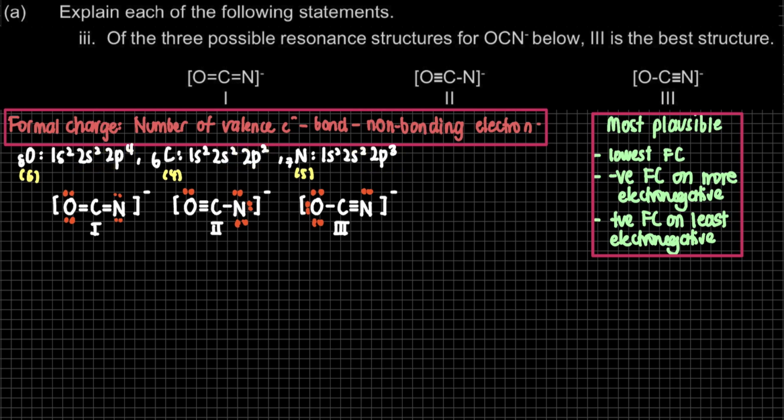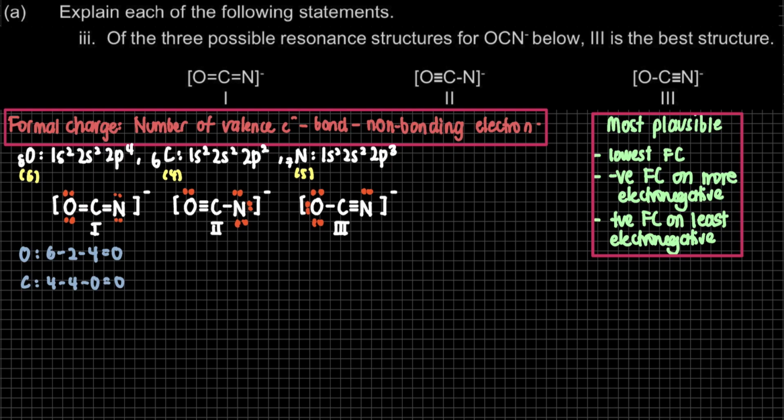So I'm just going to show, okay, for structure 1. We will start with oxygen. Oxygen, we have valence electrons 6, number of bonds is 2, non-bonding electrons is 4. Again, 2 because 1, 2, and 4 because 1, 2, 3, 4. Carbon, the valence electron is 4, minus 4 minus 0 equals 0. Again, minus 4, why? Because 1, 2, 3, 4.